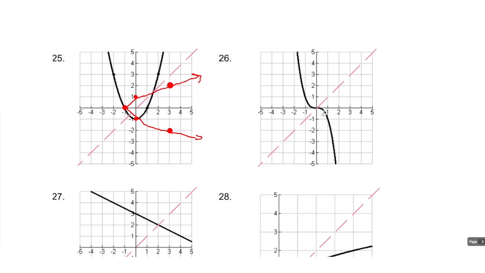Okay, number 26, same kind of idea here. We've got a point at 0, 0, so we know for sure that we've got this point on the inverse. We also have a point at -1, 1, so the inverse should have a point at 1, -1. And the same thing is true for this point over here, which is at 1, -1. The inverse will have one at -1, 1. You might be thinking, what is going on with this one? Well, the graph is going to look something like this. There you go.